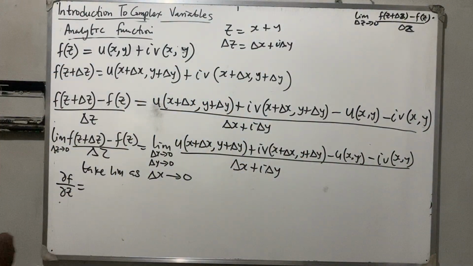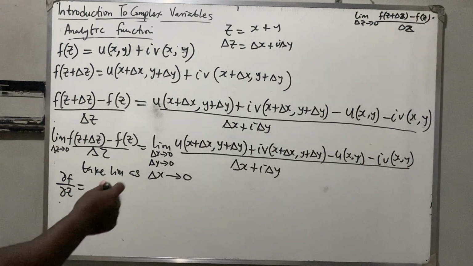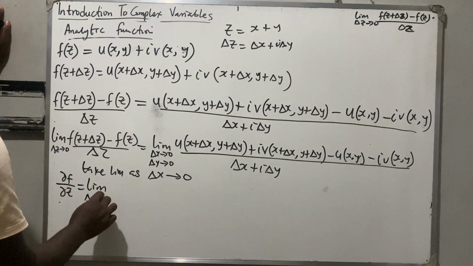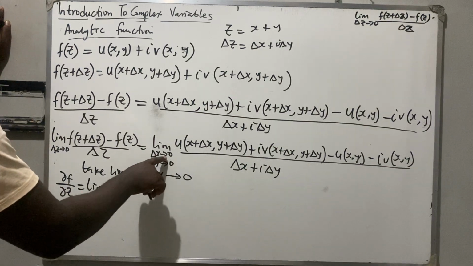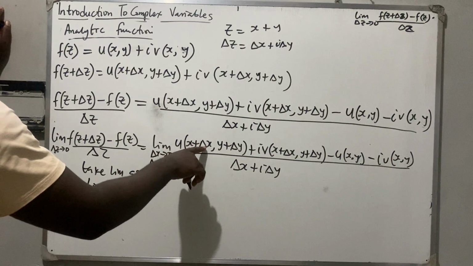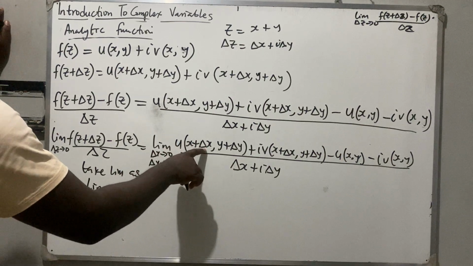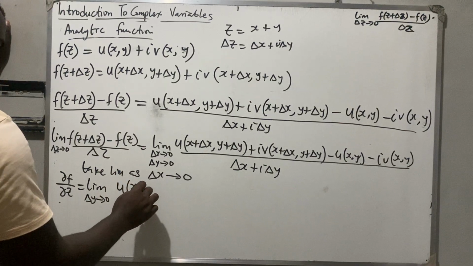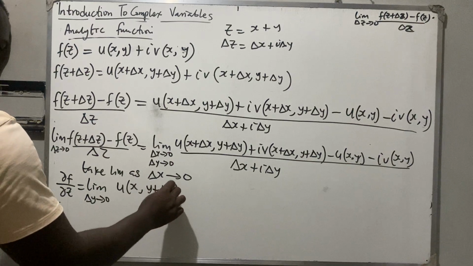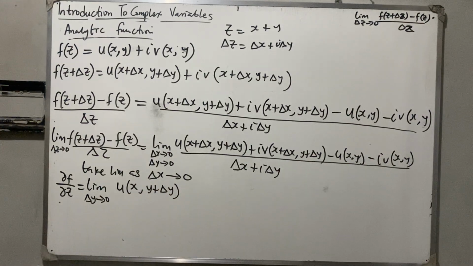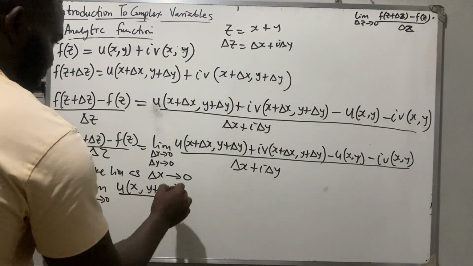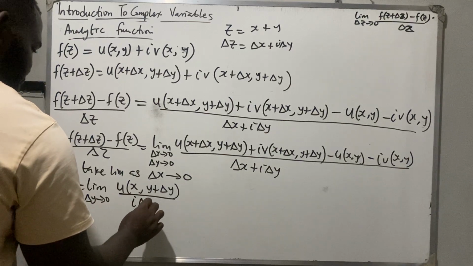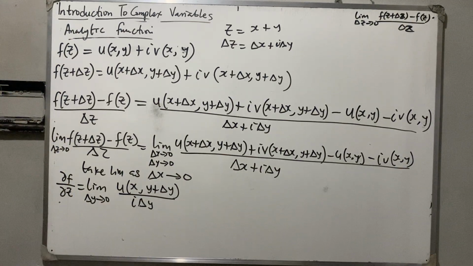As delta z is tending to 0, anywhere we see delta x, now we're putting 0. So we're having that this is now the limit as delta y tends to 0. Now this one is out. Being out means that anywhere we see delta x, I can now put 0. So this will now be u of x, comma, y plus delta y, all over, remember each of them is divided by this, all over, this one is out, I'm left with i delta y.